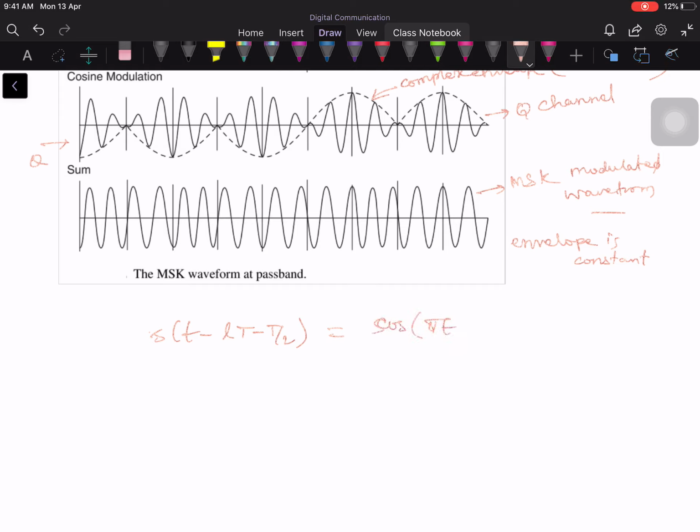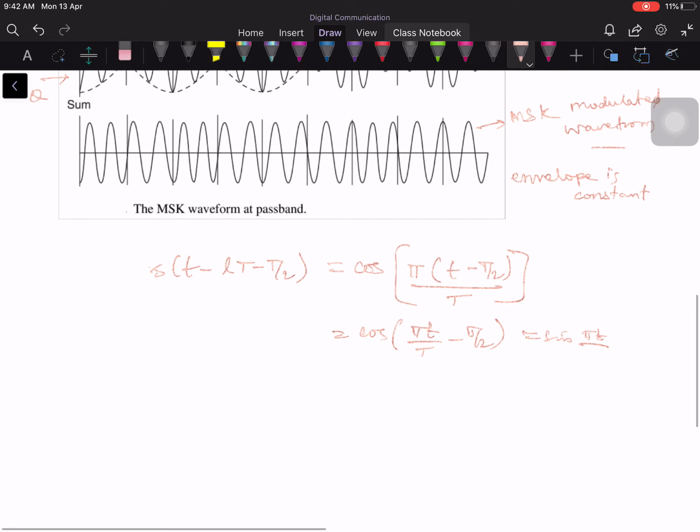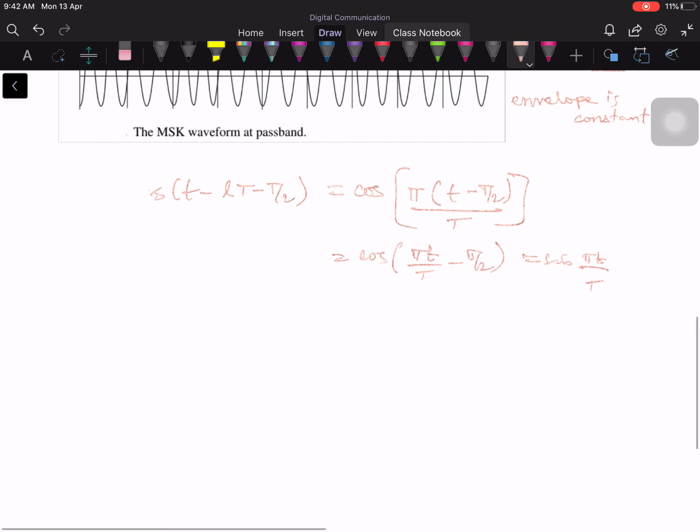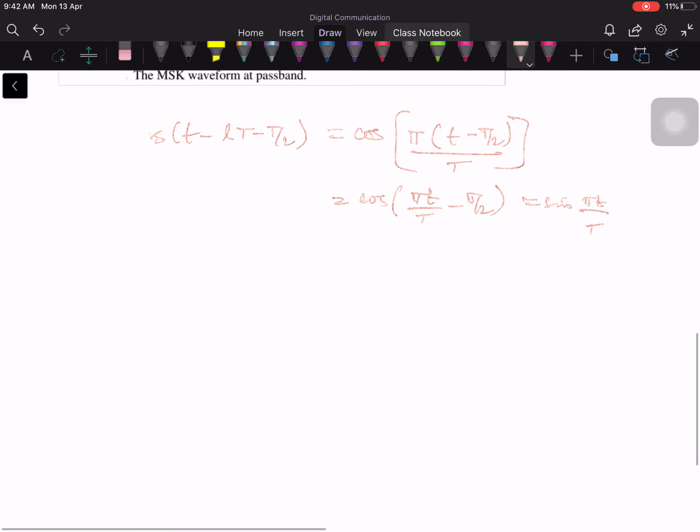Let me write properly: cos of pi times t minus capital T by 2, divided by capital T. If you simplify this, you will get cos of pi t by capital T minus pi by 2, and this is sin of pi t by T. So a half sine pulse we will use for the Q channel, and a half cosine pulse for the I channel. Therefore, we know how to represent mathematically the complex baseband representation of this modulated waveform.